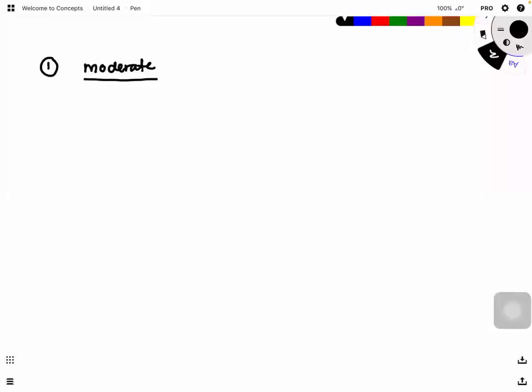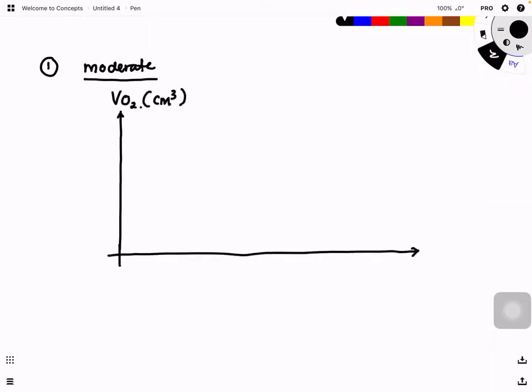So look at this. What actually happens when you start the moderate activity? This is the volume of O2, in cm3. Do you understand the graph now? This is the time.